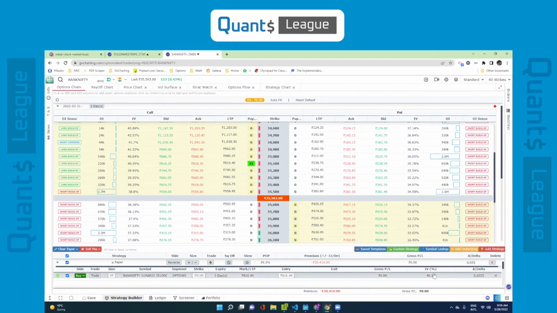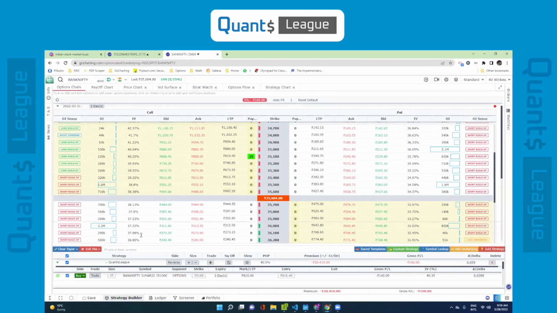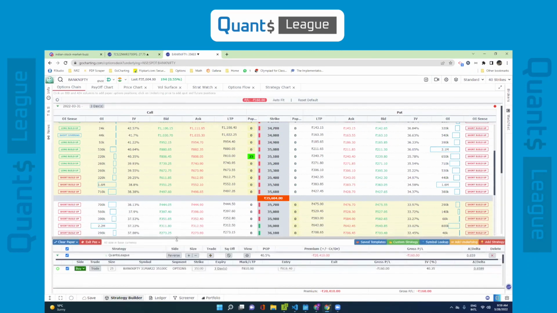This includes not only the PNL, but the strategy level Greeks as well. So suppose this is the paper strategy, and I want to rename it to something else. I can call it the Quants League strategy I've created just now, and I rename it. So this is the Quants League strategy that gets created, and this is where all your PNL calculations can take place. Now from the paper trade, if I want to place it really through a broker, I can either right click and go to place order, or click this trade button at a leg level.